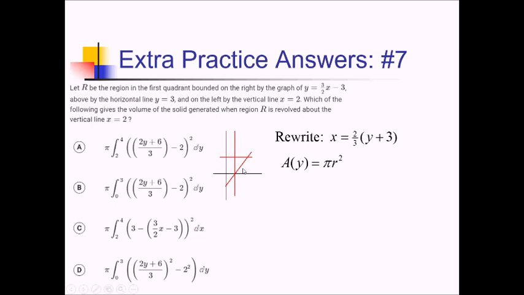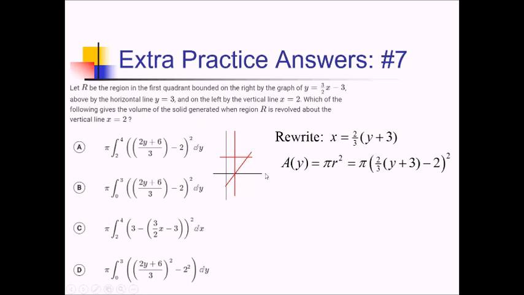To get this distance, I just have to take this curve expressed in terms of y, so basically 2/3 (y minus 3), and subtract this vertical line from it. So I'm going to be subtracting 2. So I have all this stuff minus 2, squared, and then we have a pi outside to mimic this formula here. Now I have to integrate this.